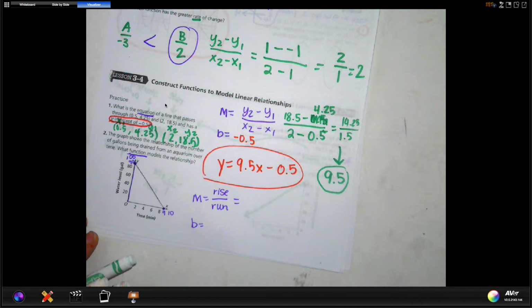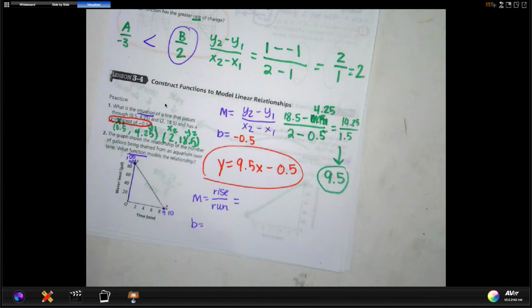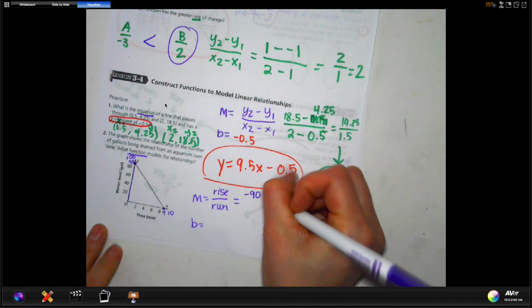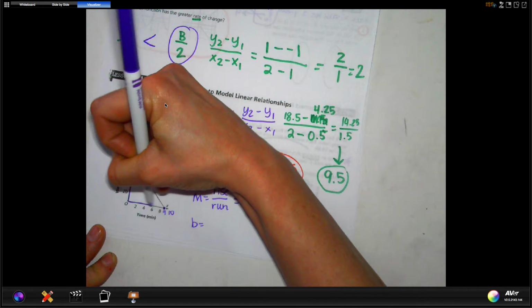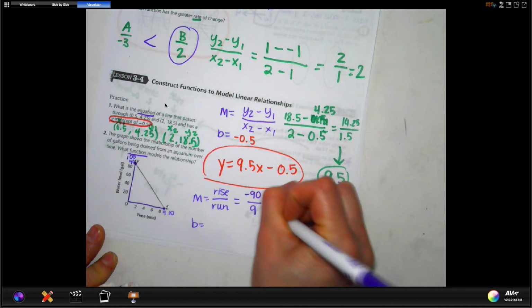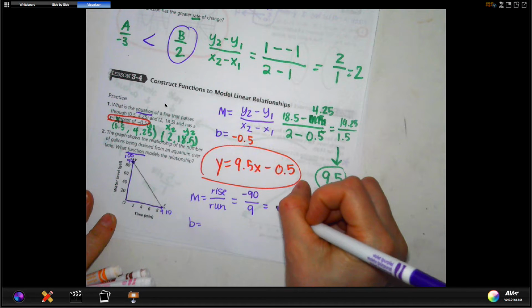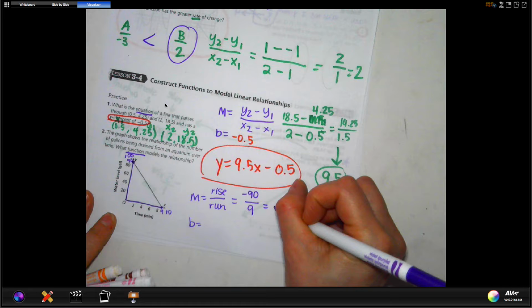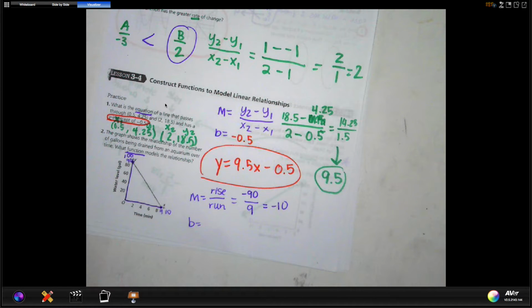Use the scale. If I started at 90 and I travel all the way down to 0, what is that worth? Yes, and it's negative 90, right? And then what is this worth if I travel from 0 all the way to 9? 9. If I divide that, what is negative 90 divided by 9? Jaden, what is it? 10. Positive or negative? Positive. Try again. Oh, negative. Negative, okay? So negative 10 is my M.